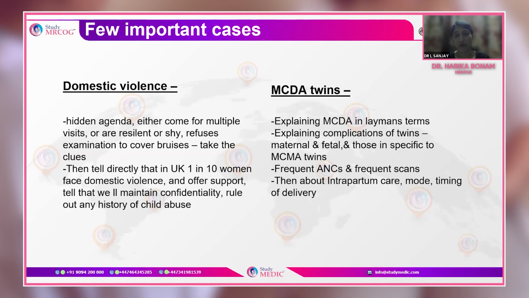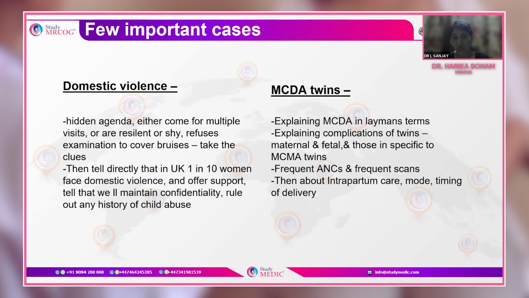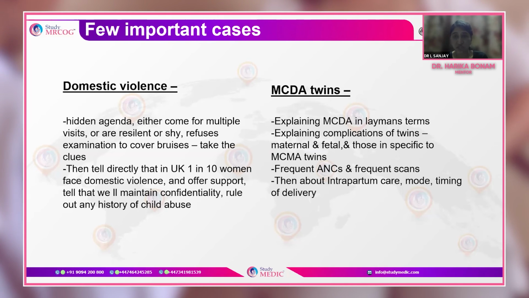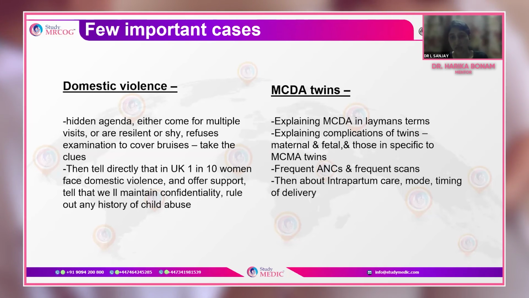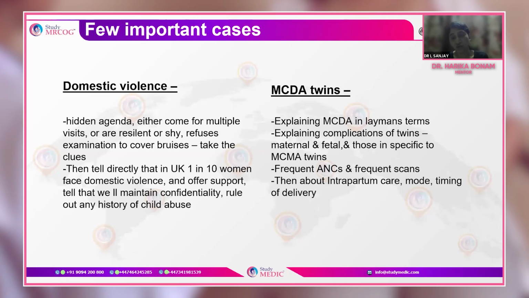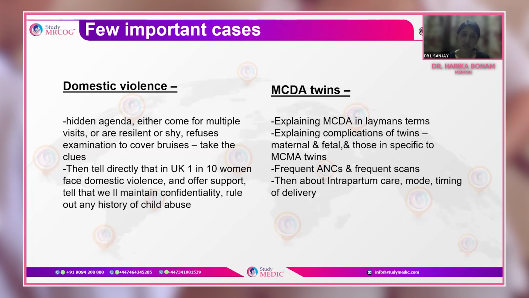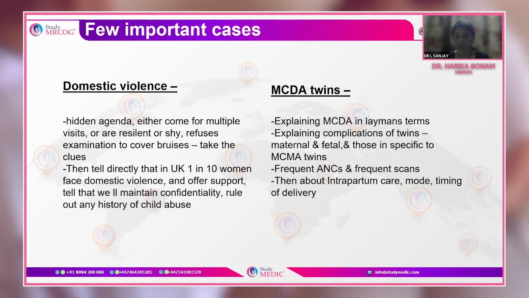The next important thing is MCDA twins. Usually MCDA twins will come in the form of a structured discussion, especially twin to twin transfusion syndrome, because the patient can come with sudden abdominal distension, sudden severe pain in the abdomen due to polyhydramnios, or breathlessness. That is how they usually ask. Sometimes it can also come as MCDA twins coming for a booking visit. She knows that she has twins and she is excited, but she did not know it is MCDA twins.